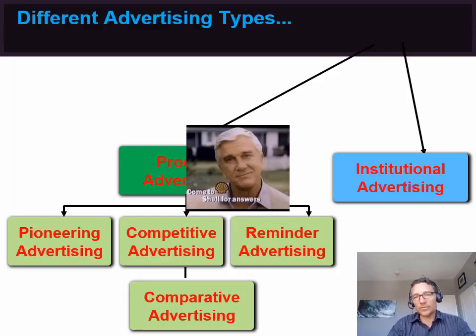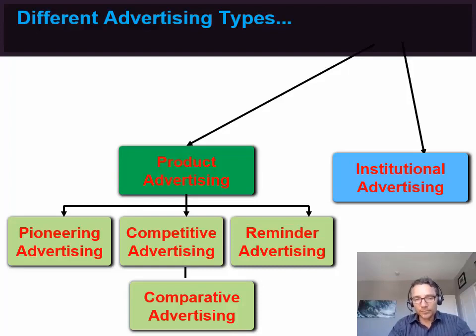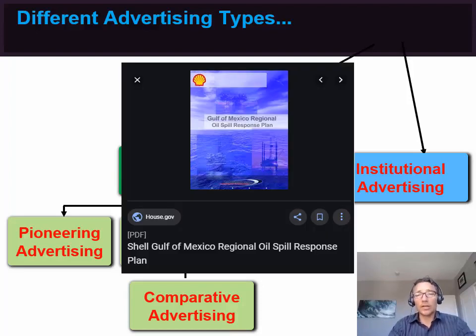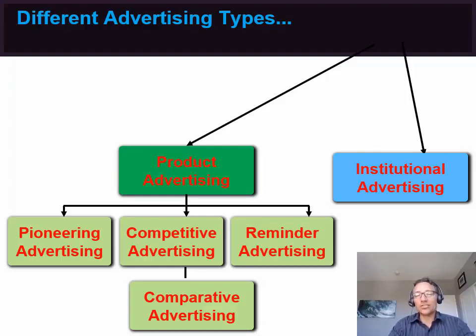Shell used to run ads that would say, we own this land here, but we're not going to drill for oil here. We're going to leave it set aside for nature to protect this bird. And they would run an ad on that. They were probably legally required by the Environmental Protection Agency to not drill on that land, but they went ahead and made an ad about it, right? So that's institutional advertising, focusing on the good works that the company does. Product advertising, institutional advertising, and you see some of the subsets here of product advertising: pioneering, competitive, and reminder.